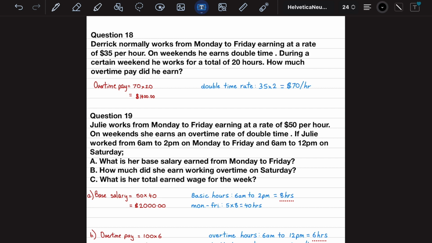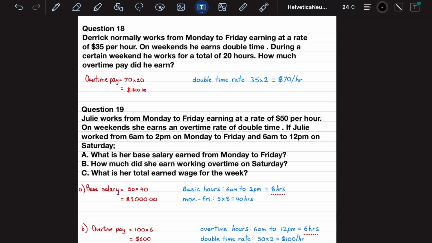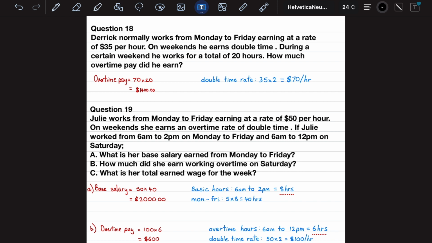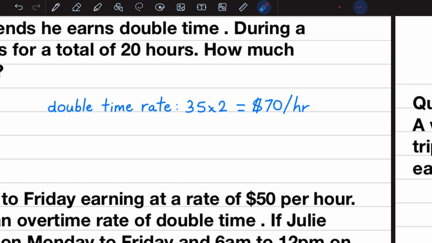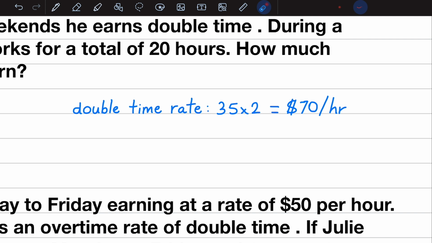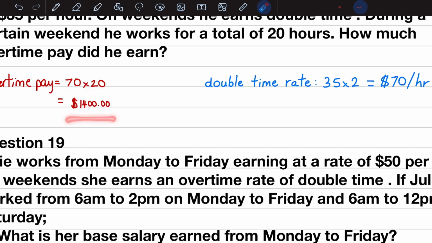So question 18, Derek normally works from Monday to Friday, earning at a rate of $35 per hour. On weekends, he earns double time. During a certain weekend, he works for a total of 20 hours. How much overtime pay did he earn? So I'm hoping that you all realized that the Monday to Friday hours weren't given and weren't required to work out the basic wage. So we are only concerned with the overtime pay. He worked 20 hours overtime. So what is his overtime rate? His overtime rate is double time, which is twice his regular hourly rate. 35 times 2 is $70 per hour. $70 per hour for 20 hours will give us $1,400.